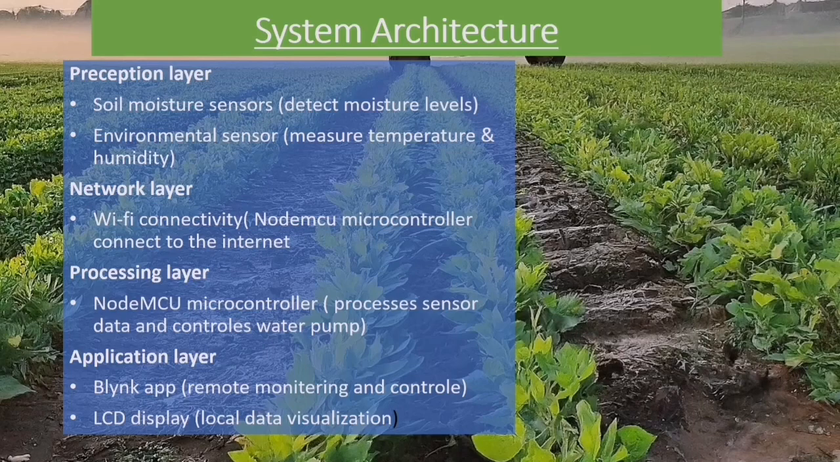System architecture. In this slide, we discuss the project architecture. System architecture follows a layered approach. The perception layer consists of the sensor that measures soil moisture level and sensors responsible for collecting environmental data. The network layer uses Wi-Fi to communicate with the internet through NodeMCU. The processing layer consists of NodeMCU which analyzes the sensor readings and controls the water pump through the relay module. Finally, the application layer includes the Blynk application for remote monitoring and control and the display for local data visualization.